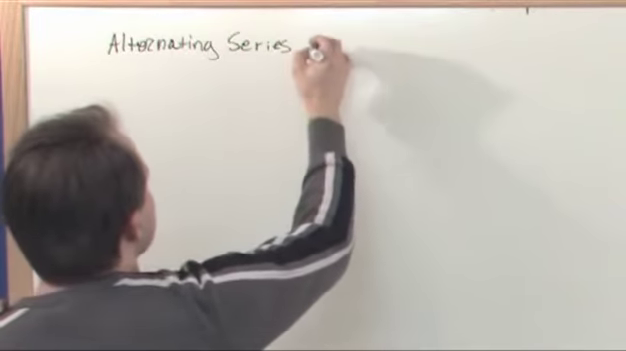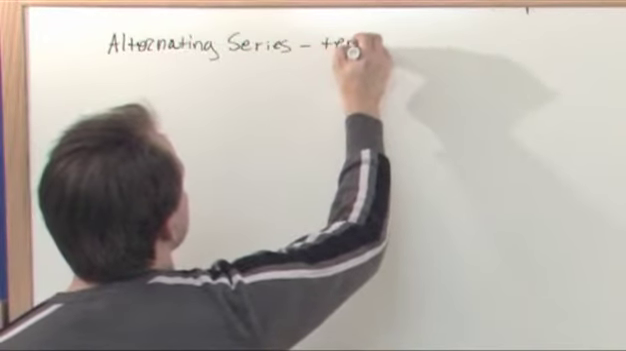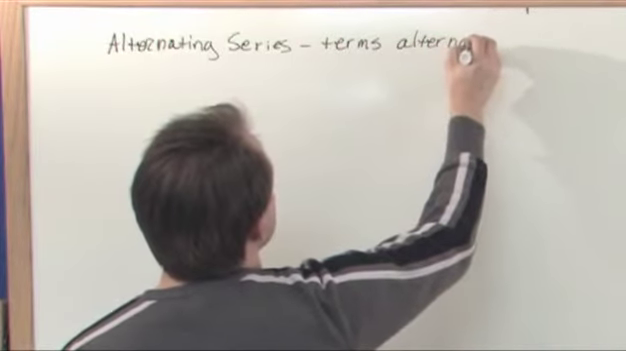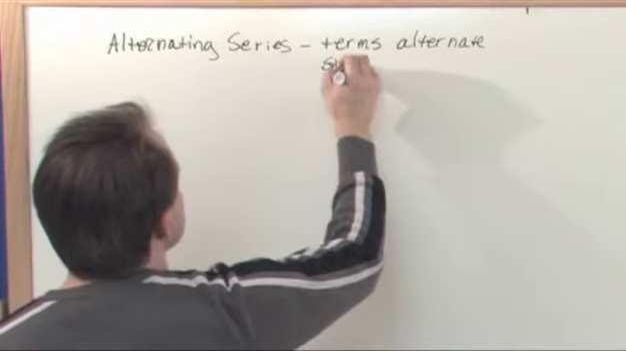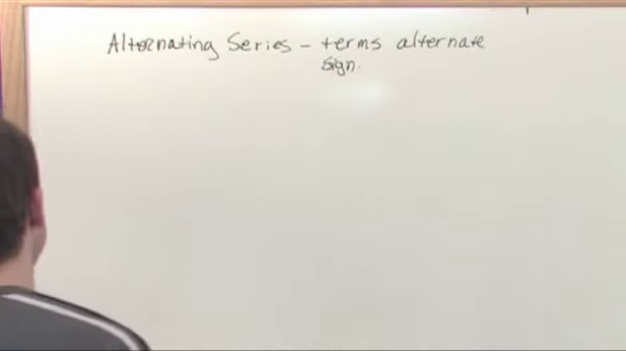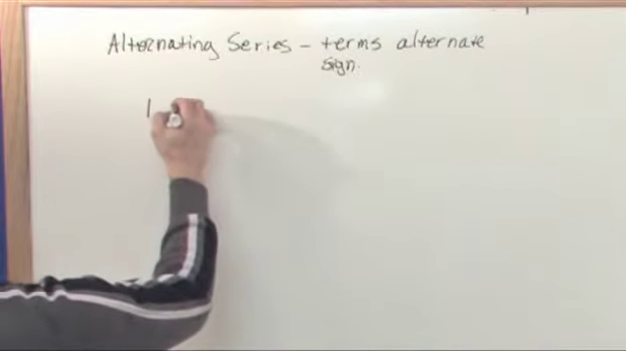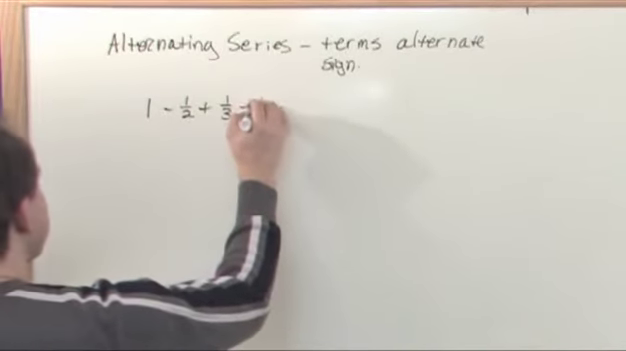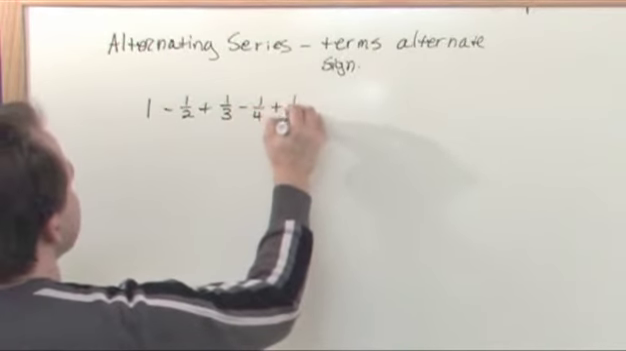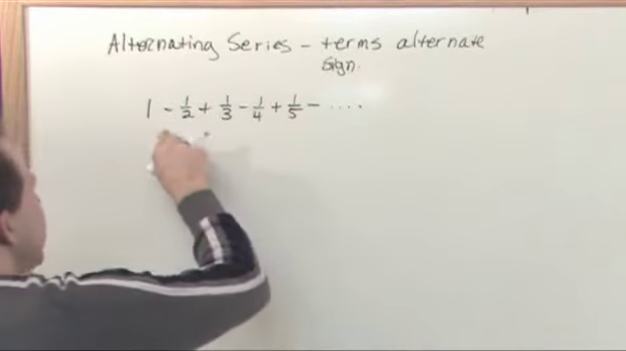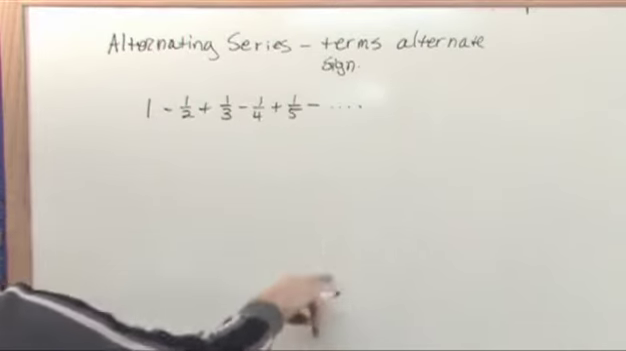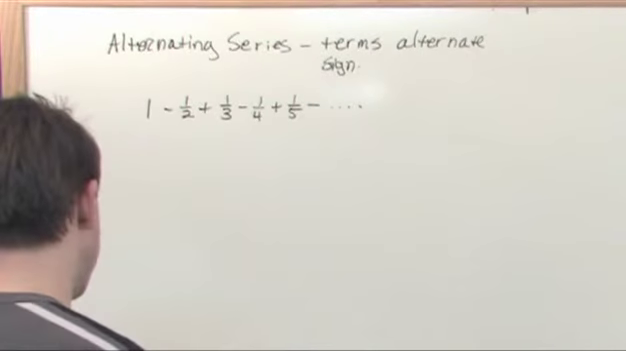Just to lay that on paper, the alternating series is where the terms alternate sign. So positive, negative, and so on. An example would be 1, minus 1/2, plus a third, minus a fourth, plus a fifth, minus, and so on. It's a series, so I'm adding them up, but each term alternates between negative and positive. That's basically what that means.